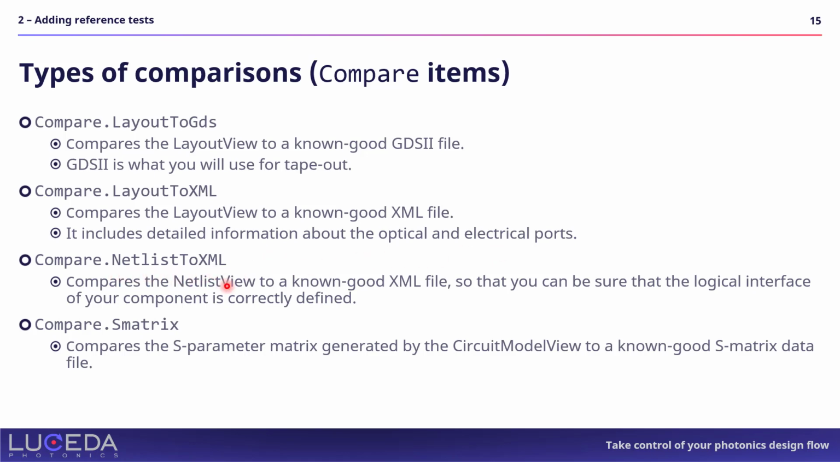Netlist to XML will compare the IPKISS netlist view to the information contained in a known good XML file. This way you can be sure that the logical interface of your component is correctly defined. The S-matrix test will compare the S-parameter matrix generated by the circuit model view of your component to a known good S-matrix data file.